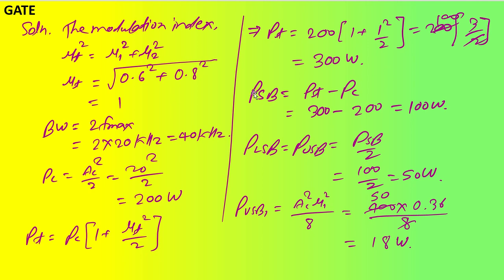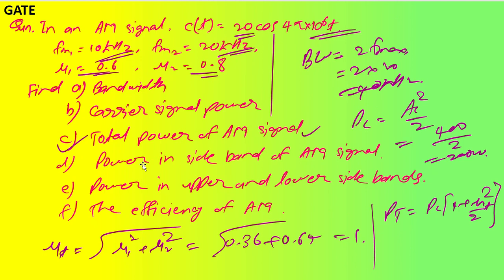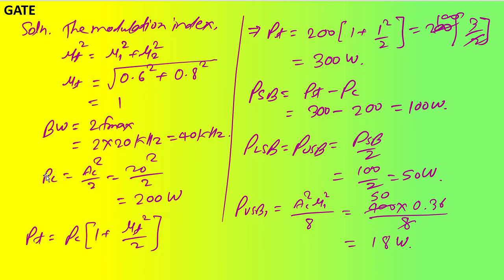Now the next question was what is the sideband power? So sideband power you know already. What is the total power? What is the carrier power? From carrier power and total power we can calculate the sideband power, that is total power minus carrier power, which will be the sideband power.